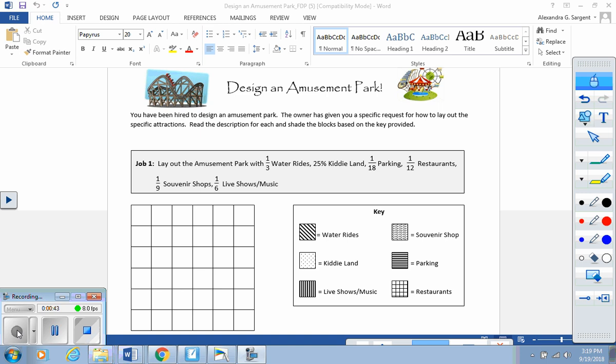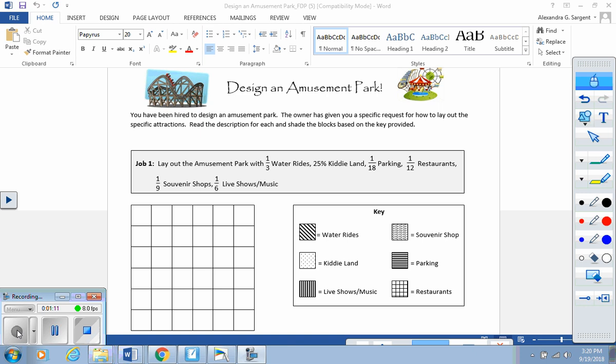You have been hired to design an amusement park. The owner has given you a specific request for how to lay out the specific attractions. Read the description for each and shade the blocks based on the key provided. All of these different jobs have keys that go with them, and they have different ways to color in the boxes. If instead of coloring in the boxes with the lines or the dots or the squares, you would rather just shade them a different color, you can certainly do that.